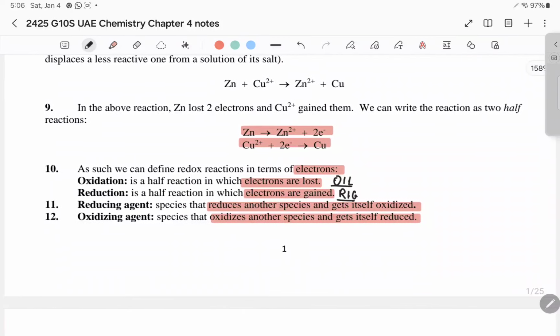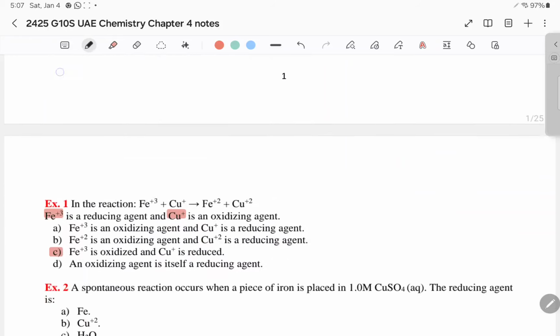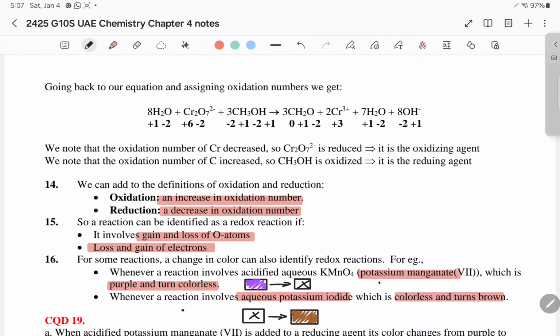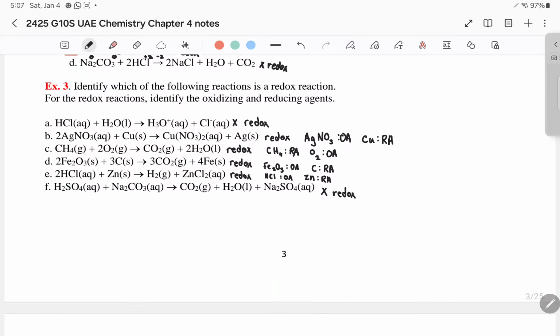A reducing agent is an agent that reduces something else and is oxidized. So reducing agents are the ones that are oxidized, but they reduce the other one. Oxidizing is the one that's reduced and oxidizes the others. Forget the fact that it oxidizes or reduces the others, just know first if it's getting reduced or oxidized, so you can know which one it is.